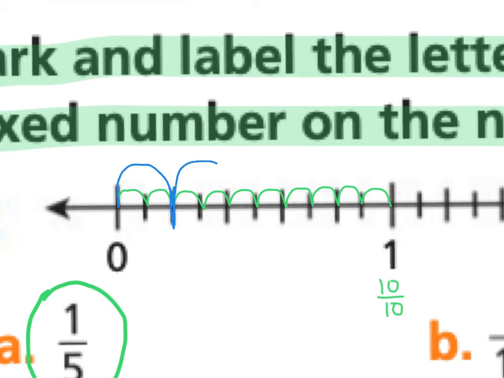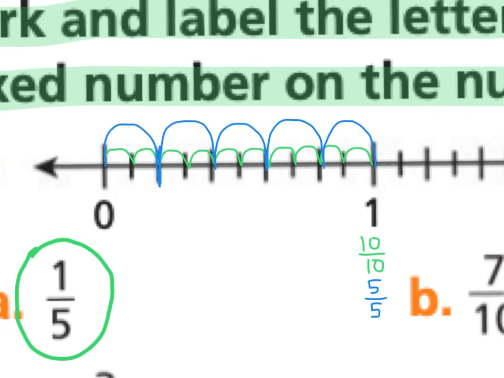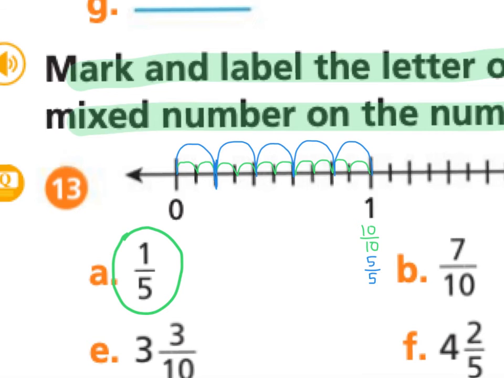1, 2, 3, 4, 5. I've split my number line into 5 equal parts, 5/5. Both 10/10 and 5/5 are one whole. Now I've split it into fifths, so I can successfully put A on my number line.